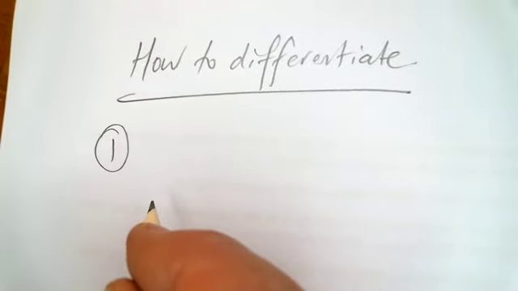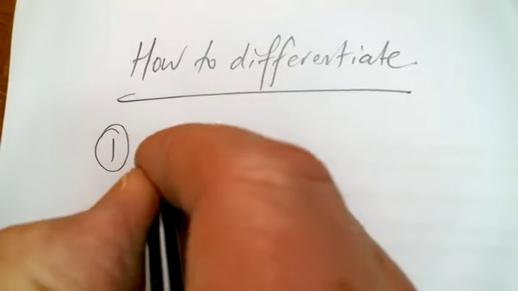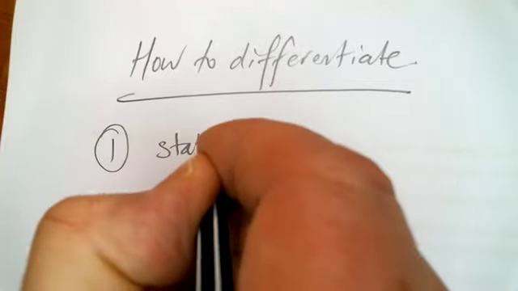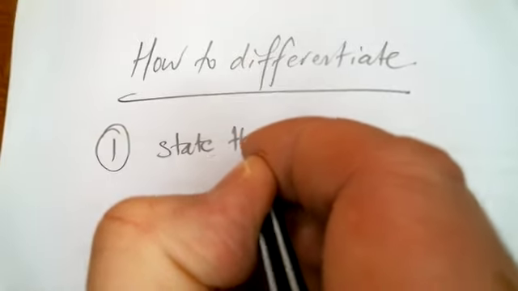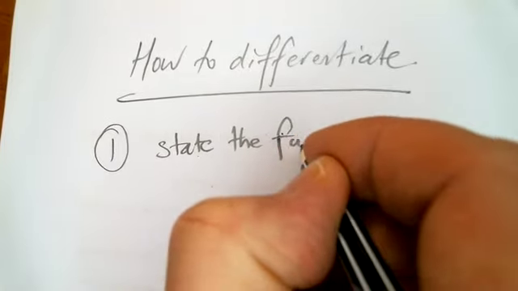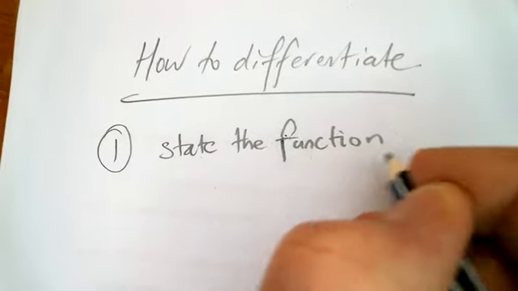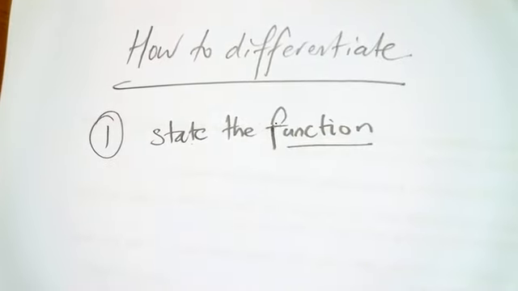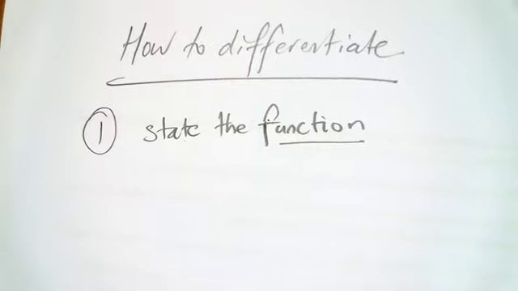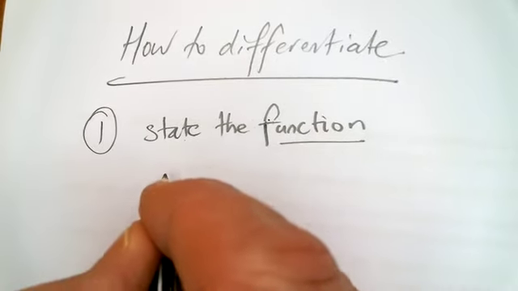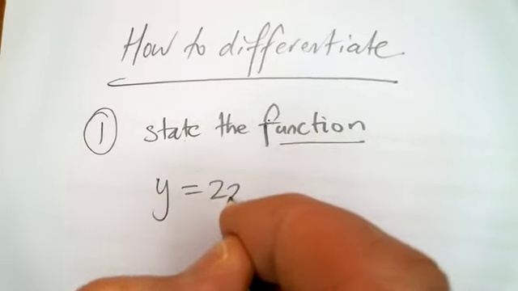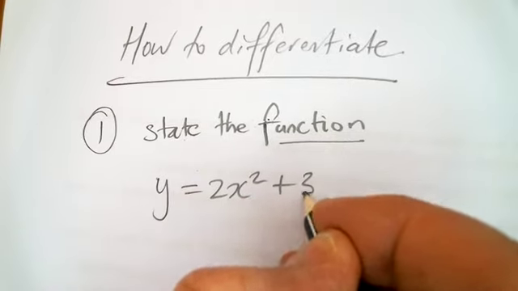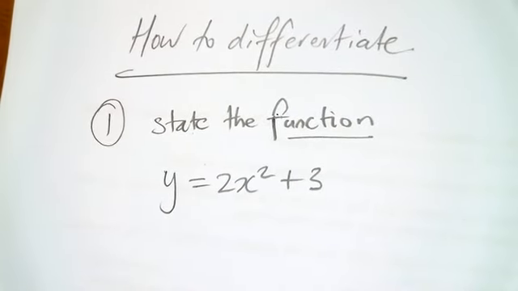Step 1 is to state the function, right? So we're going to state the function, we're going to write out the function. All right, how do we do that? So let's say, for example, the function is y is equal to 2x squared plus 3. That's what we write down. So that's what I mean by state the function. In other words, write down the question.